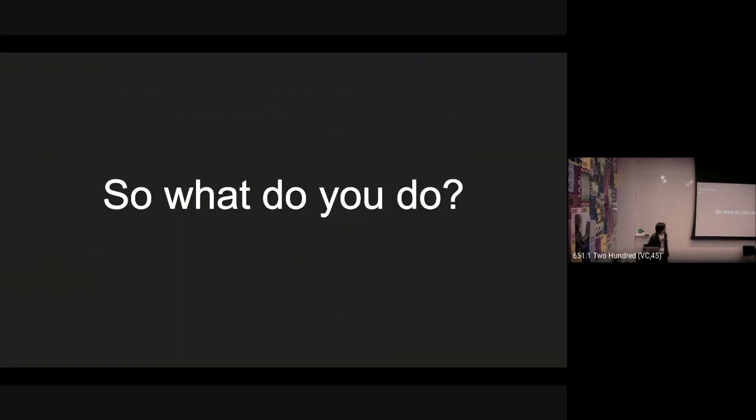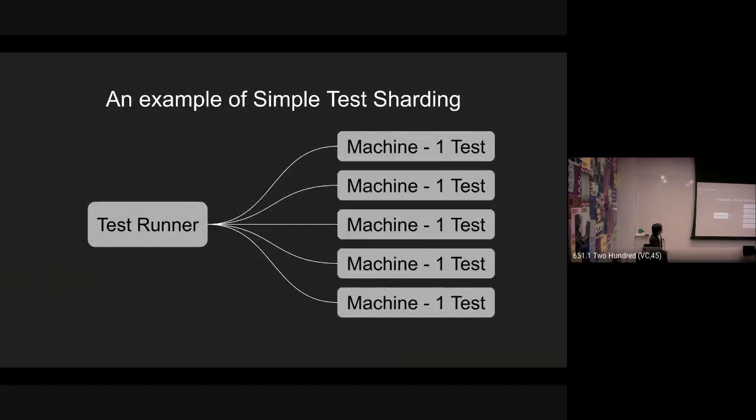The short answer is you run simple test sharding. You run the tests in parallel. You run them each one test on each machine. It's the simplest setup. It's the easiest one to get working. And as each machine becomes available, it takes on another test.